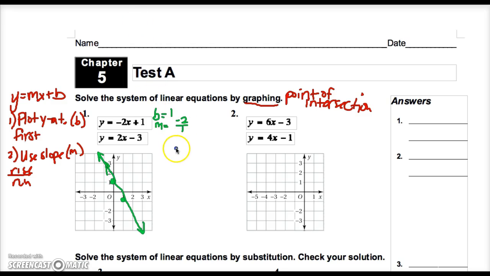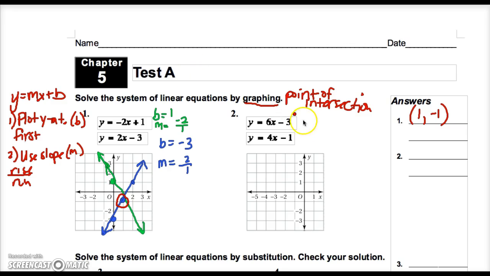Okay, and then on the next one, same thing. My y-intercept here is a negative 3, since it says minus 3. And your slope is 2, which as a fraction would be 2 over 1. So I'm going to come down and plot negative 3 on the y-axis first. And then my slope tells me to rise 2, run 1. Rise 2, run 1. And then there's my line. So I'm looking for where the two lines intersect, and that's this point right here, the point 1, negative 1. So that's my answer.